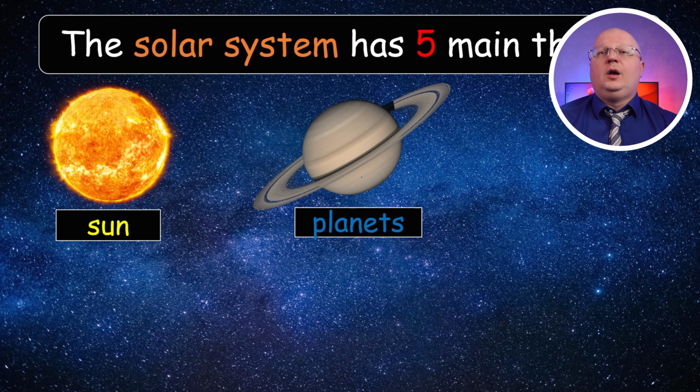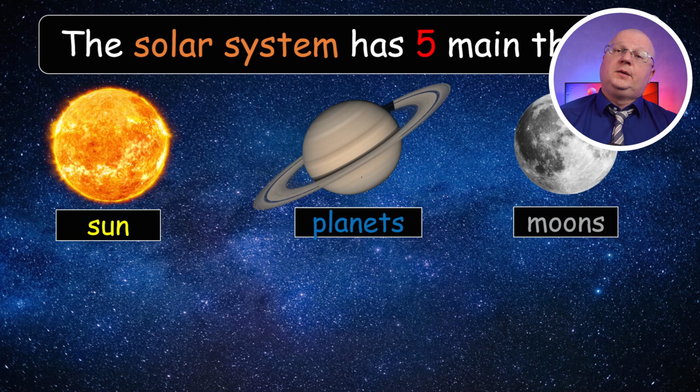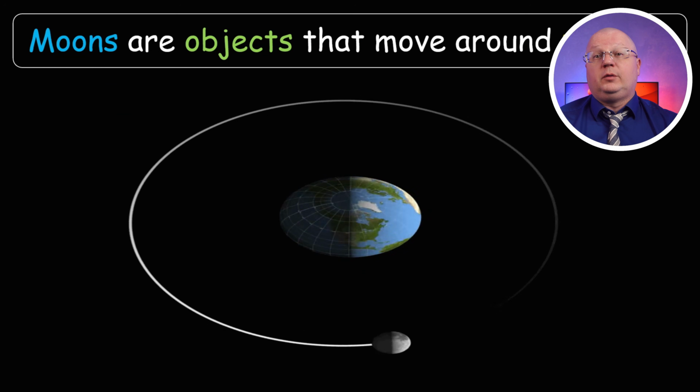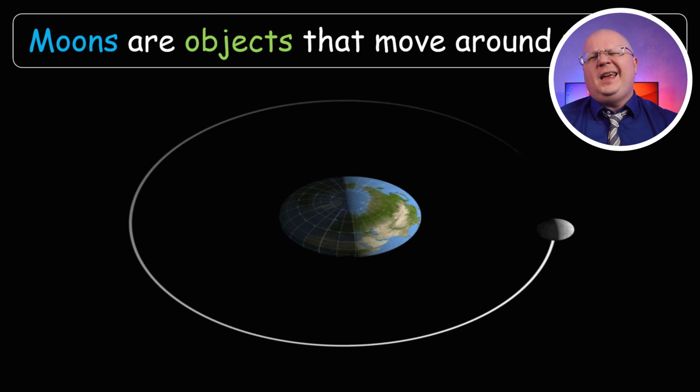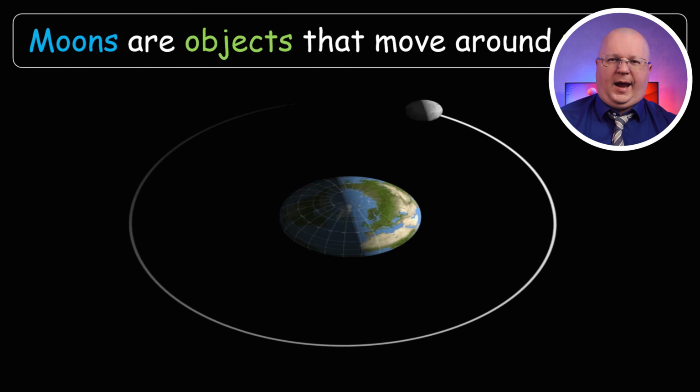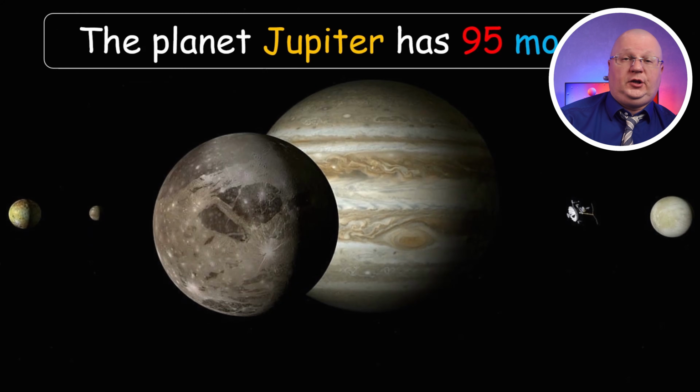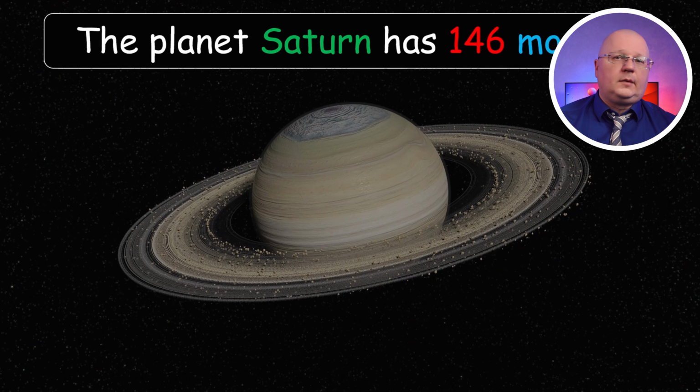Next, ask, what is the third object in the solar system? The answer is moons. Explain that moons are objects that move around planets. Then show them some cool facts. Don't just read them out loud, but ask questions like, how many moons does Jupiter have? How many moons does Saturn have?